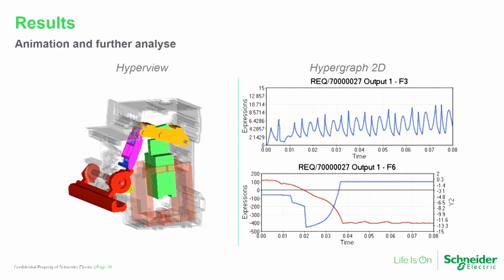with HyperView or HyperGraph. So on the right you have your 3D model, and on the left you have some graphs. It represents the current in the coil. On the bottom graph in red we see the displacement of the electromagnetic actuator, the core, and in blue the resistive torque. And I don't know, sorry, to launch the video just to show you how it looks.